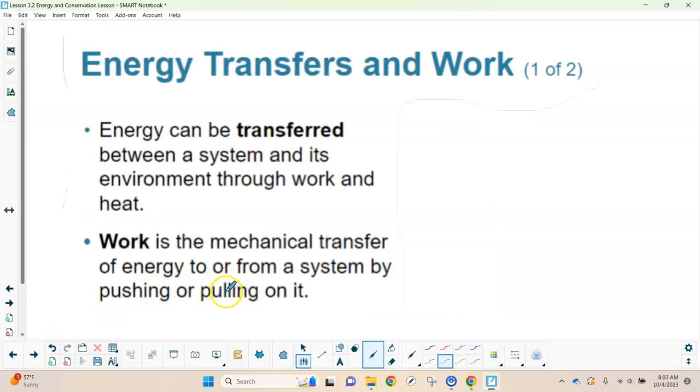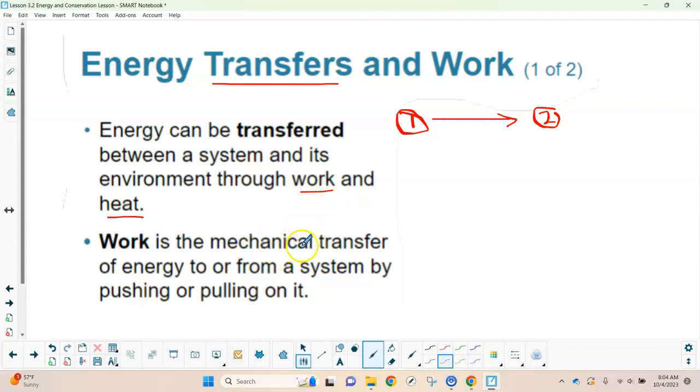So energy transfers and work. Transfers are different from transformations, and those are words that are pretty close that sometimes can be a little confusing. So when energy is transferred, you're taking it from one object and putting it into a second object, or a second system. So energy is transferred between a system and its environment or the surroundings through work or heat. All right, so work we've already talked about, and work is just the mechanical transfer of energy to or from a system by pushing or pulling on it.